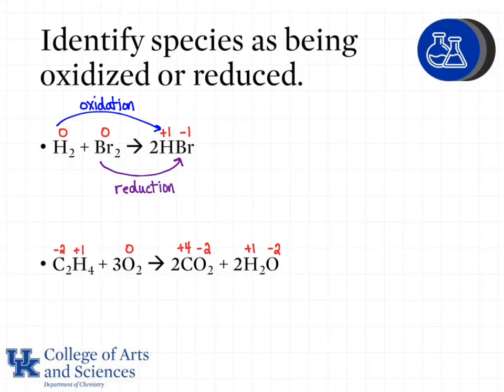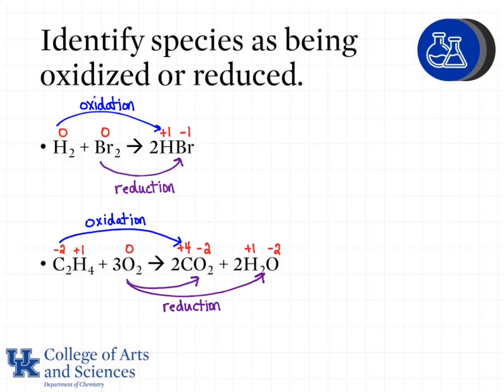In looking for species that are changing, we see that the carbon changes from -2 to +4. This is an increase in the oxidation number, and this will be known as the oxidation process. If we look at oxygen, it goes from 0 to -2, and this is known as reduction because we see a decrease in the oxidation number.